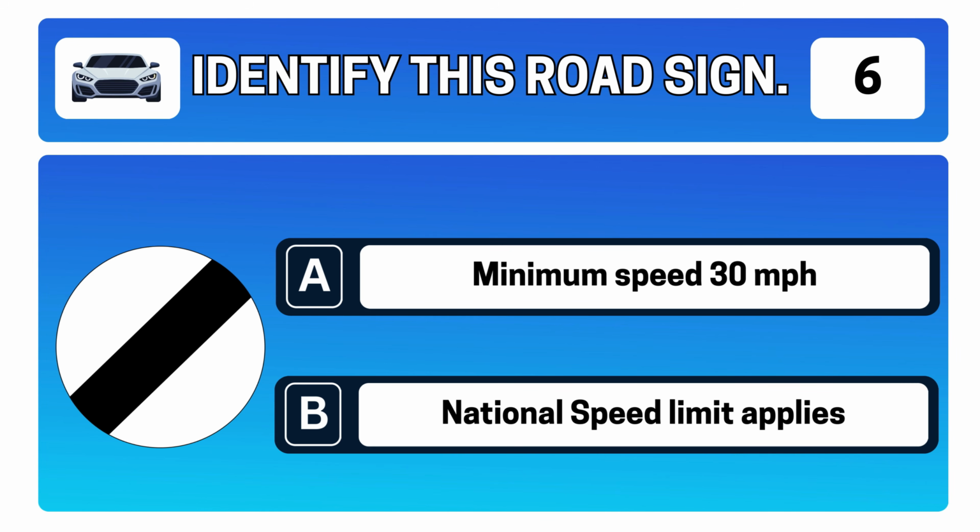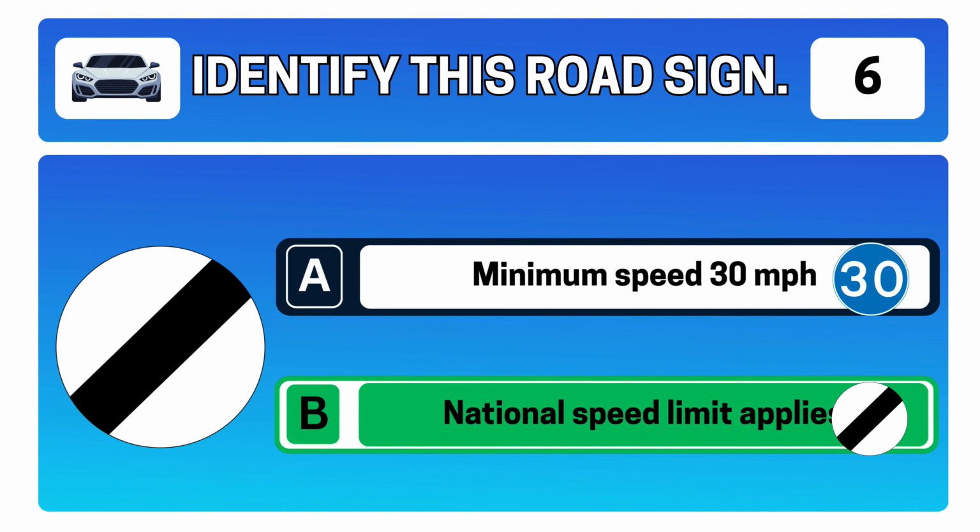Identify this road sign. A. Minimum speed 30 miles per hour. B. National speed limit applies. Well done. It is the national speed limit applies sign.